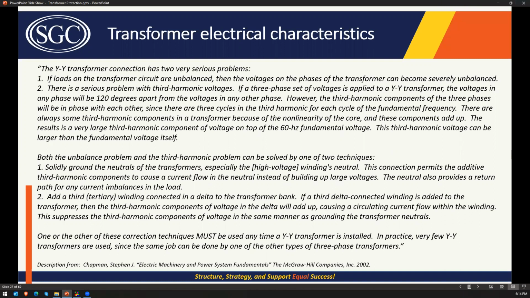I've got a quick question, Andrew. What is a zigzag winding? I've never actually run into one. It's a way to create a zero sequence source. It's like a grounding bank, but it's not a delta Y connected grounding bank. Let me see if I can find one.